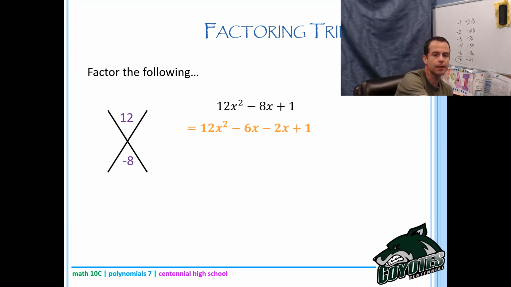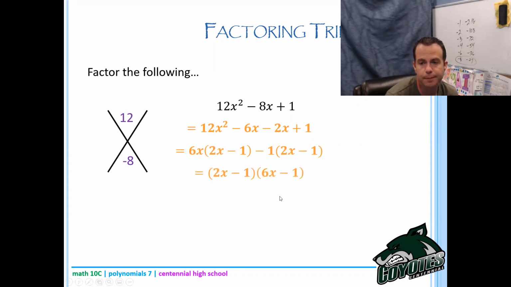From the front two, I'm going to take out a 6x. In the back two, I'll end up taking out a -1. So I end up with 2x minus 1 times 6x minus 1. Okay.